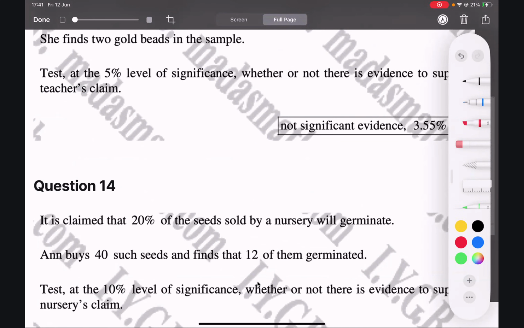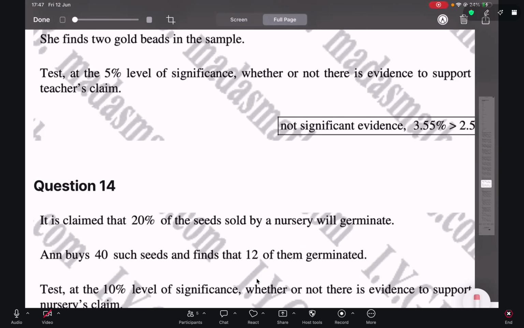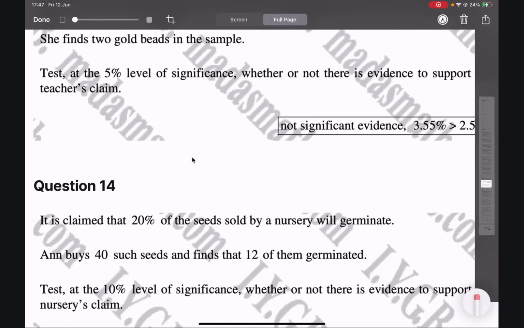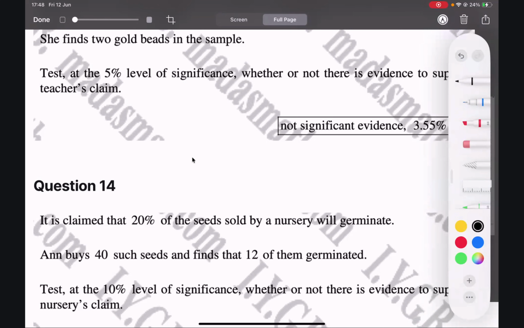Okay, do you guys want to try this question and then I'll go through the answer in 5 minutes? Okay, talk me through it. So I wrote X ~ B(40, 0.2). The mean is 8 and the test statistic is 12. And so I said the probability of X being greater than or equal to 12 is 0.2.